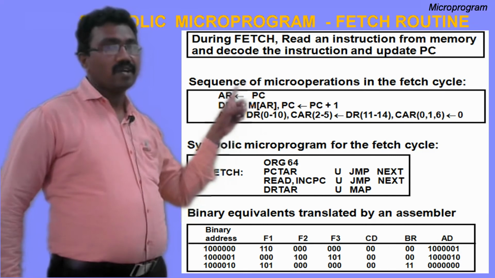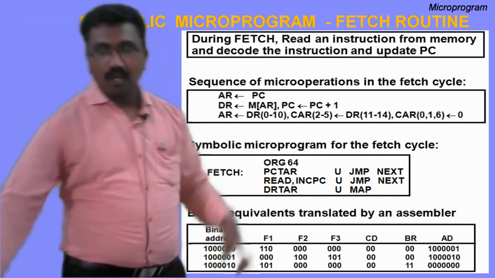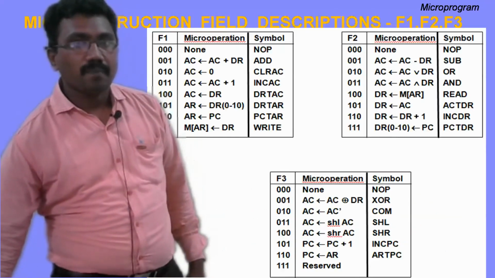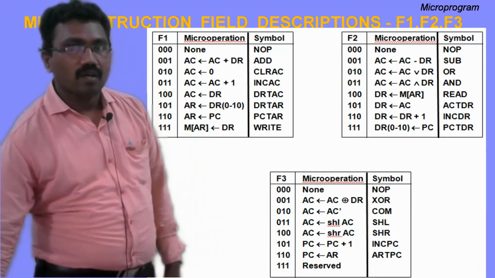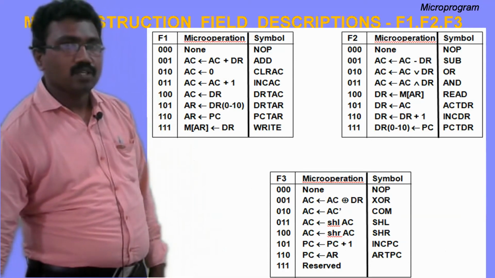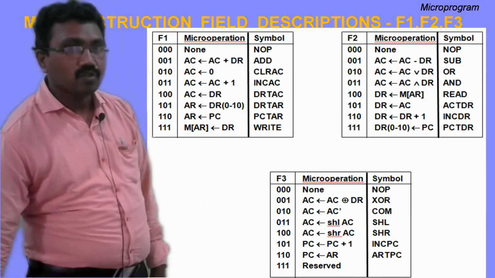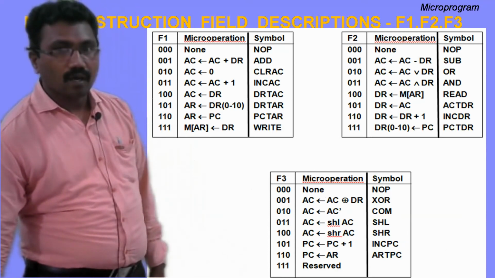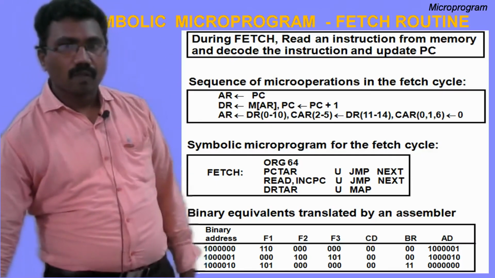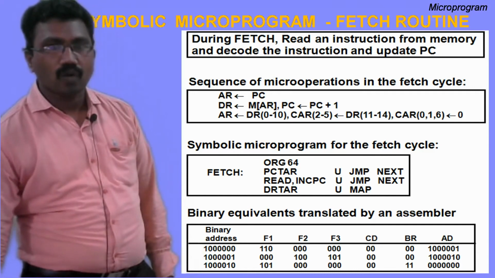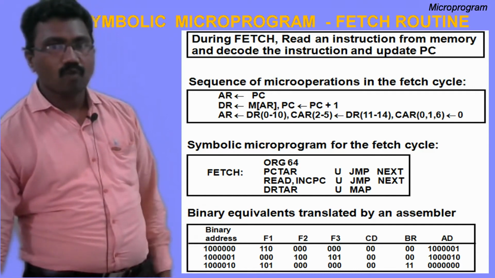PC to AR is defined in which field, F1, F2 or F3? Go to the definition of F1, F2, F3. PC to AR is in F1, where 110 defines PC to AR. These symbols are used in the symbolic micro program, and 110 is used in the binary micro program. That's why here it is PC to AR. This is the only one micro operation field.